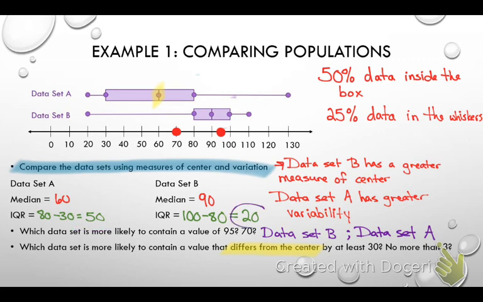My IQR for data set B is only 20. Well, I need it to vary by 30 outside the median. It's definitely data set A. Okay? So if you need it to vary by a lot, and 30 is a lot, you need to pick the data set with the greater variability. Okay? Data set A.